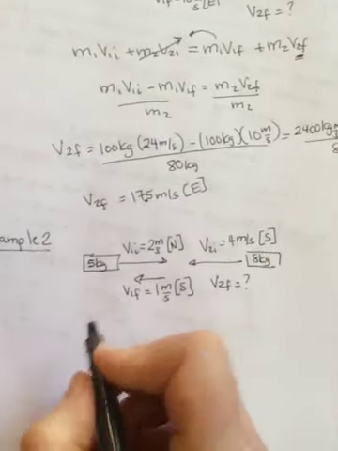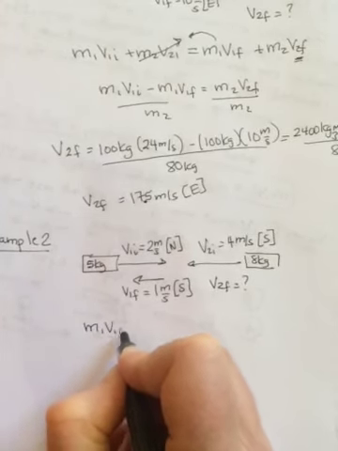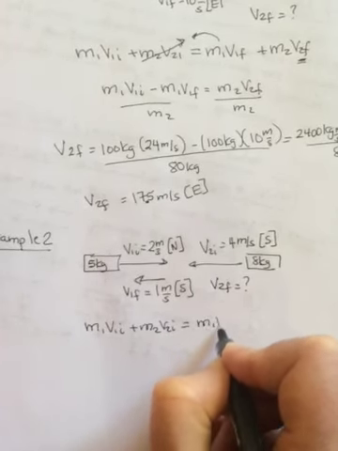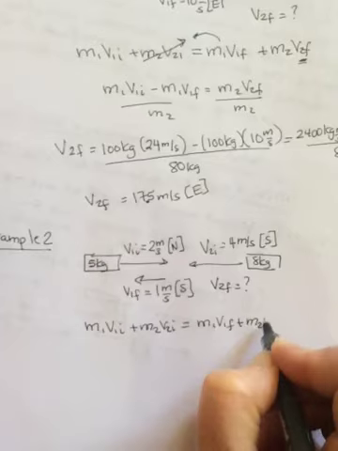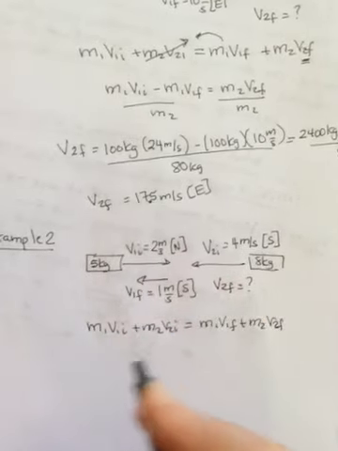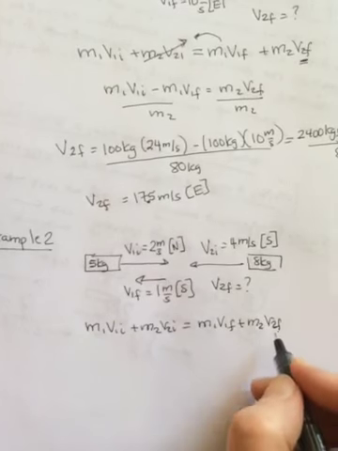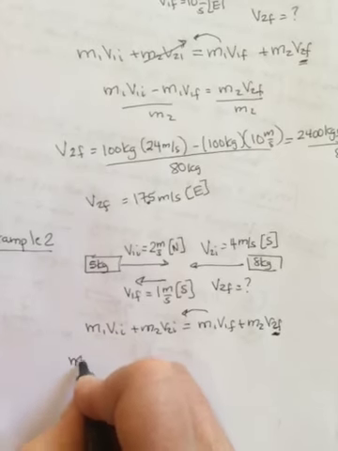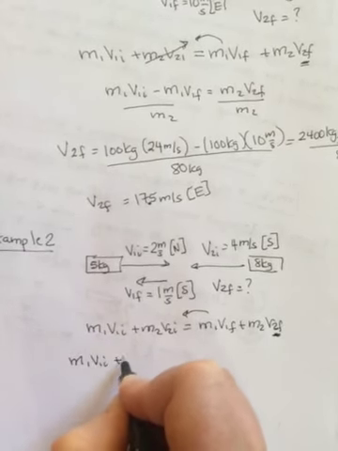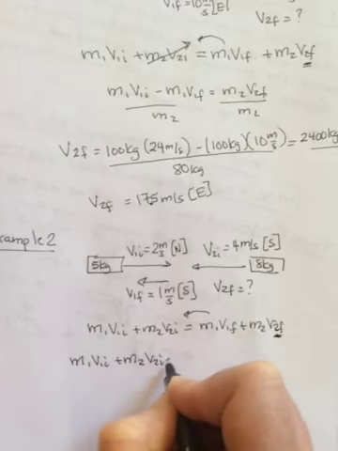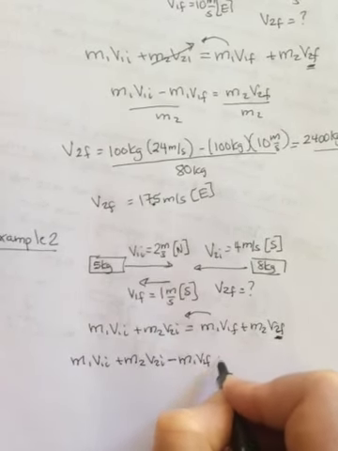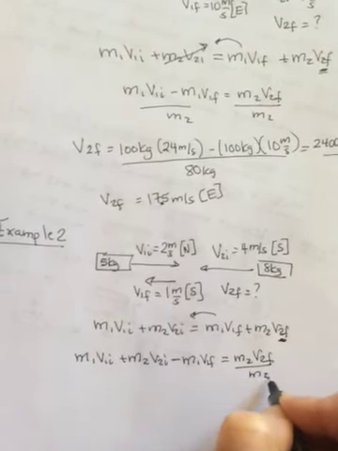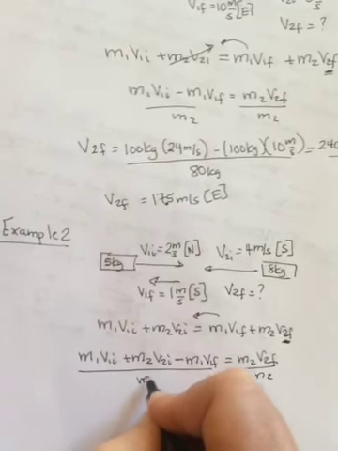Okay, so you write down exactly the same equation. M1V1 initial plus M2V2 initial, and that's going to equal M1V1 final plus M2V2 final. Nothing is stationary before or after, so no terms go to 0. We're solving for V2F, so we're going to take our M1V1F over. So we're going to have M1V1 initial plus M2V2 initial minus M1V1 final equals M2V2F, solving for V2F. So divide both sides by M2.